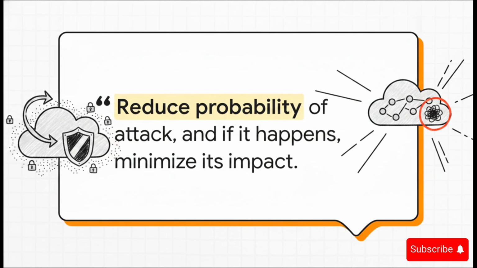And this totally circles back to the core philosophy of cloud security that our source material points out. You have two main goals. Goal 1, reduce the probability of an attack ever happening in the first place. But goal 2, knowing no system is absolutely flawless, you have to configure your endpoints so that if an attack does happen, you minimize the impact. You contain the blast radius, making sure an attacker can't just hop from one single compromised endpoint to the entire rest of your cloud environment.